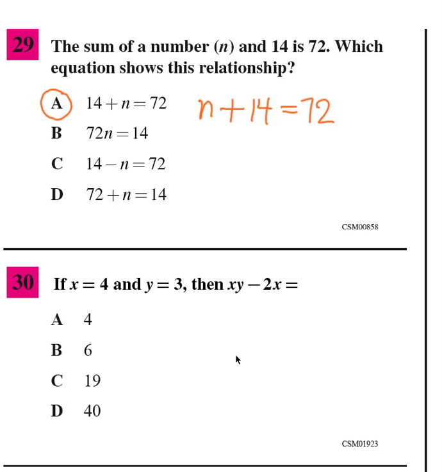Problem 30. If x equals 4 and y equals 3, then x times y minus 2x equals what? x times y would be 4 times 3, minus 2 times x, which is 4.